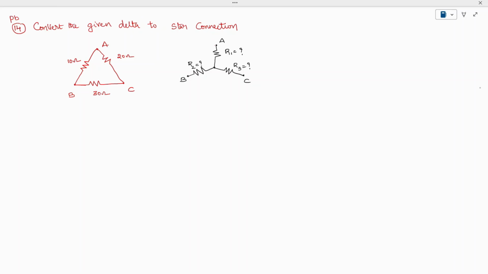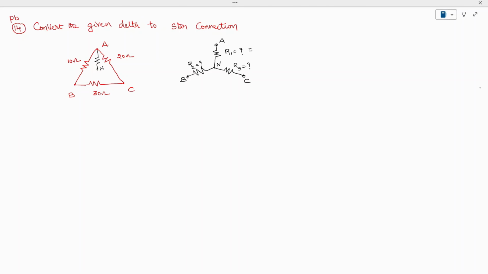So this is the delta given. The terminals are A, B and C. So here I require the resistance. So this center value is nothing but the neutral. So this is the neutral. This is the R1 value.